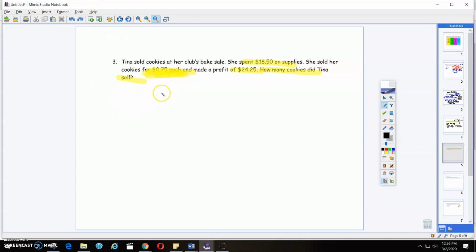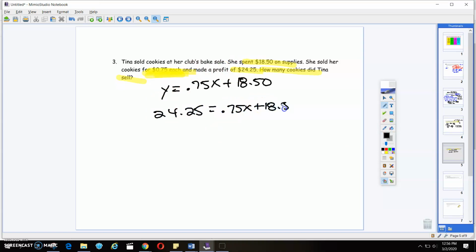So now we're going to write an equation. We're going to say y equals, and y'all already told me that 0.75 is my slope, plus 18.50. And when you have this y right here, you're actually going to plug in that 24.25 because that is your profit, right? Because when she's got a profit, you got to take out how much you spent on supplies, right?